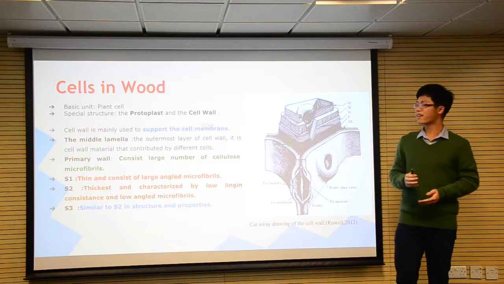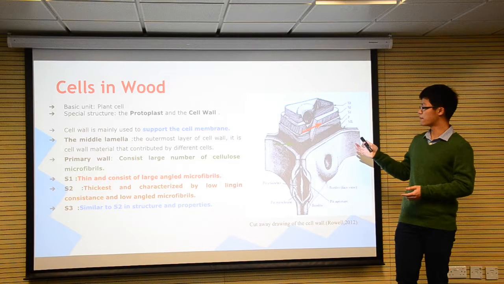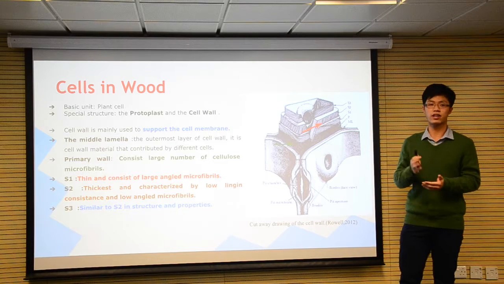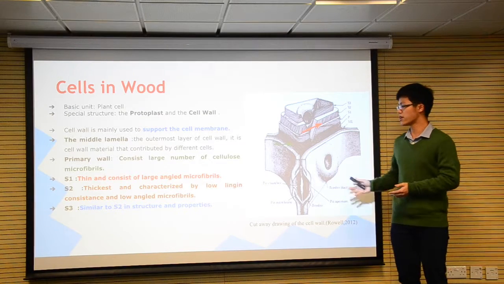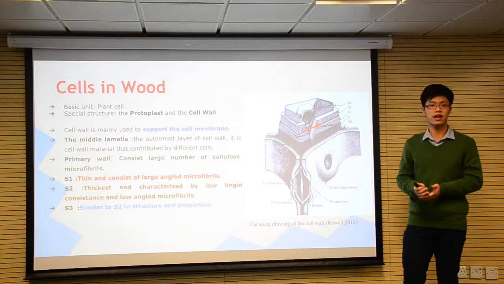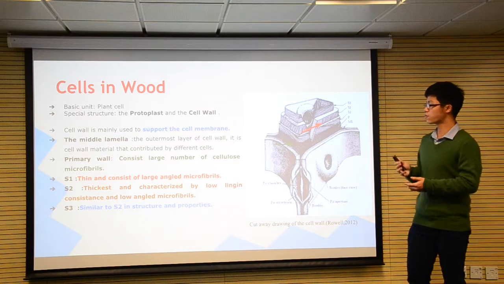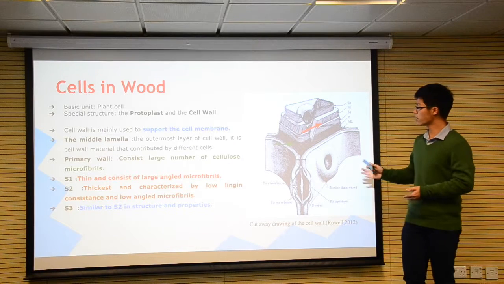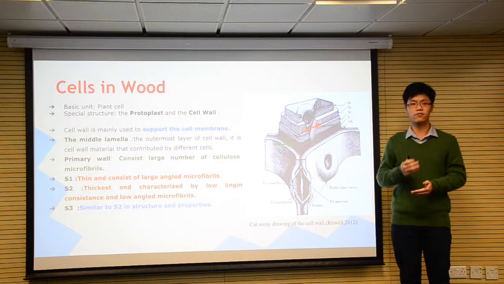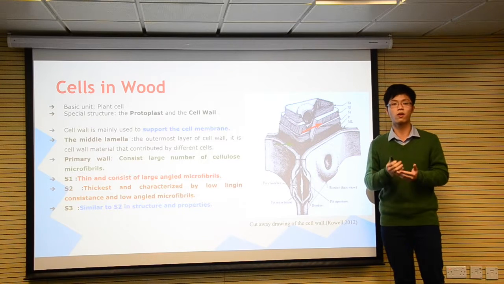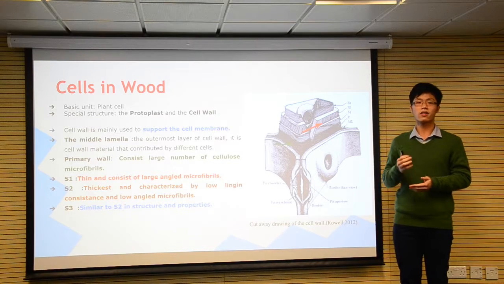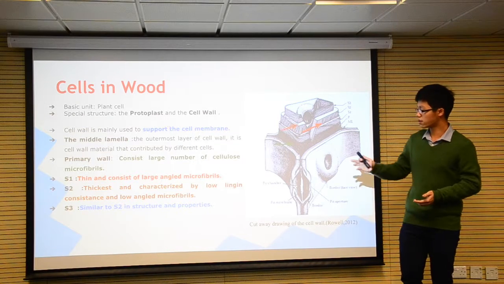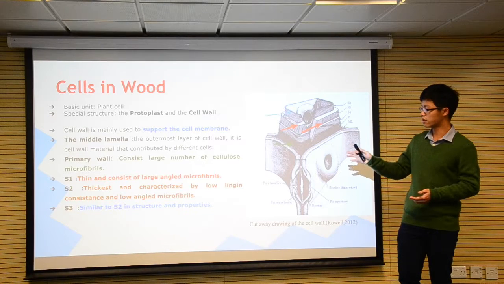And the more inner part of the primary wall is the secondary wall. The secondary wall has three major parts. I would divide them into S1, S2, and S3. The S1 layer is thin and consists of large-angle microfibrils. The more inner part is the S2 layer, which is the thickest layer and is characterized by low-angle microfibrils. And S3 is similar to the S2 layer.